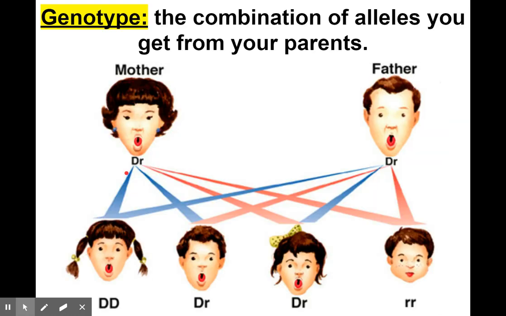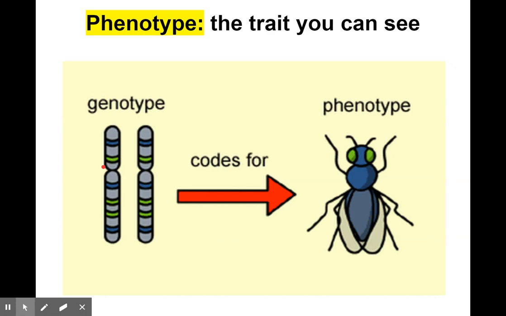Okay, and I should have put these before. Genotype, well, we did that. That's the combination of alleles you get from your parents, right? And you can compare that to phenotype. Phenotype is the trait you can see. If the genotype is like the DNA, the genotype codes for the phenotype. Phenotype is what it looks like.